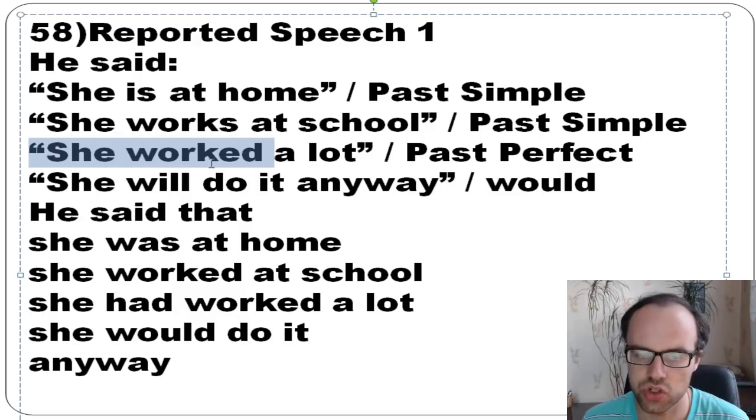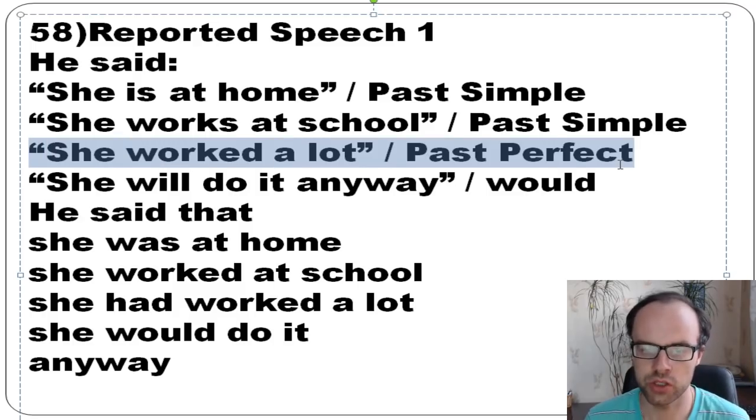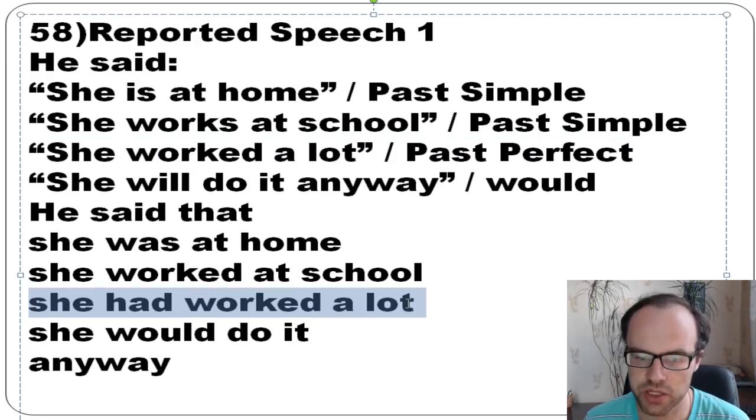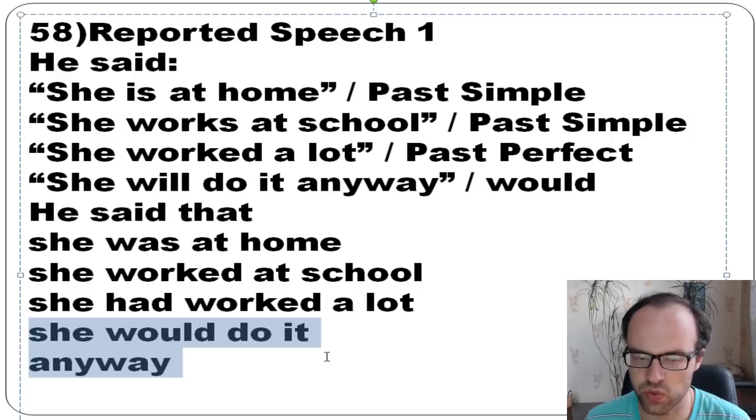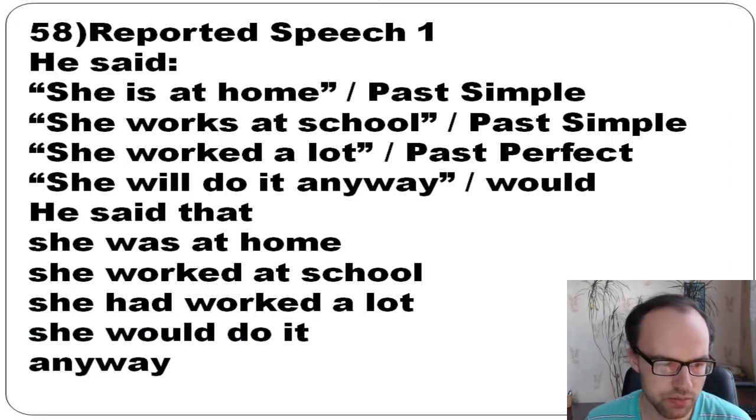He said she worked a lot, so we change past simple to past perfect: had plus past participle, had plus the third form. So he said that she had worked a lot. Next, he said she will do it anyway. We change will to would. He said that she would do it anyway. You remember that we talked about future tense in the past, so we changed will to would. Well done.